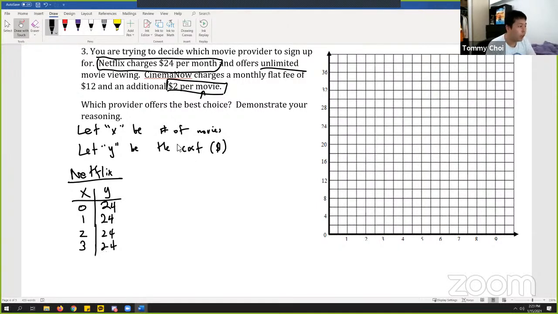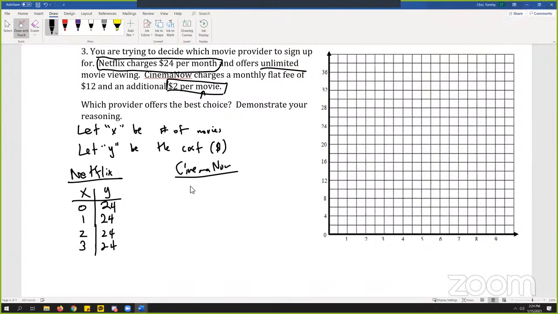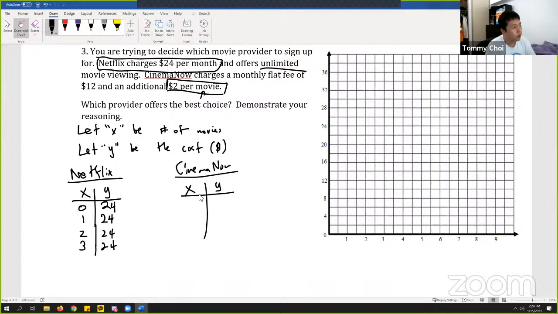Now, for Cinema Now, they do things a little bit differently. They charge a monthly flat fee of $12 and an additional $2 per movie. So if it's 0 movies watched, we pay $12. 1 movie, 14. 2 movies, 16, so on and so forth. 18, 20, and we can keep going from there.